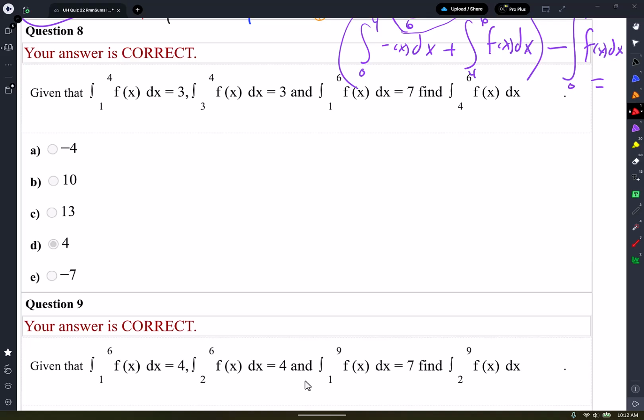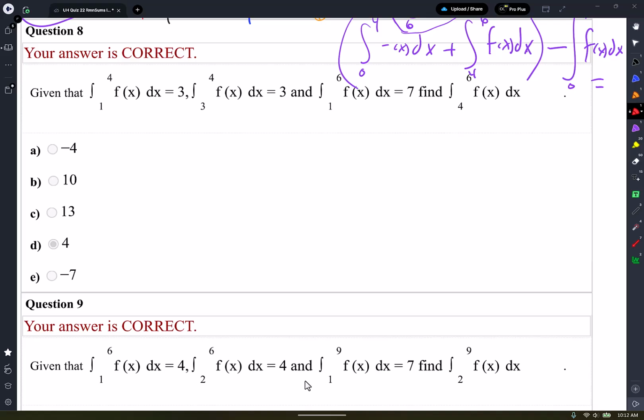From 1 to 4, it's 3. From 3 to 4, it's 3 again. From 1 to 6, it's 7. I'm trying to figure out how to get it from 4 to 6. I think the visuals is the easiest, but maybe you can do it without the visuals. Yeah, let's do it. I'm waiting for you guys to give me some hints.